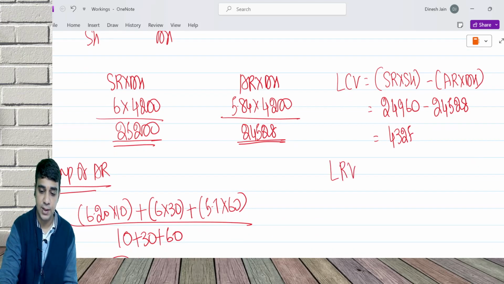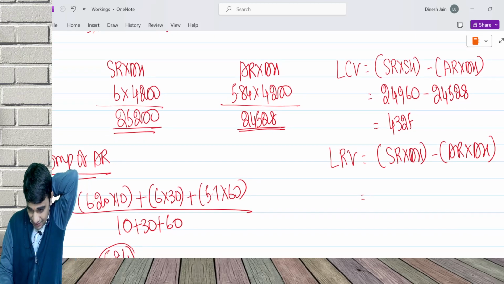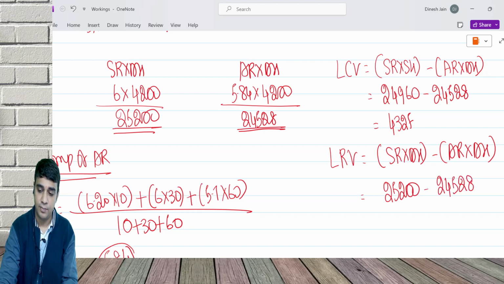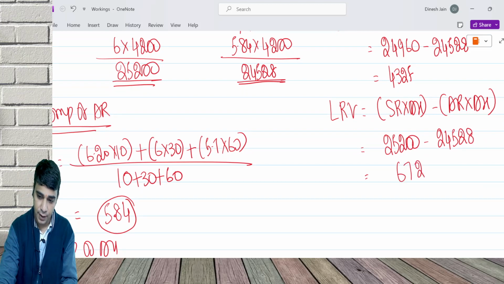Labor rate variance equal to SR into AH minus AR into AH. I'm not getting into the formula discussion again. 25,200 minus 24,528. 672 favorable.